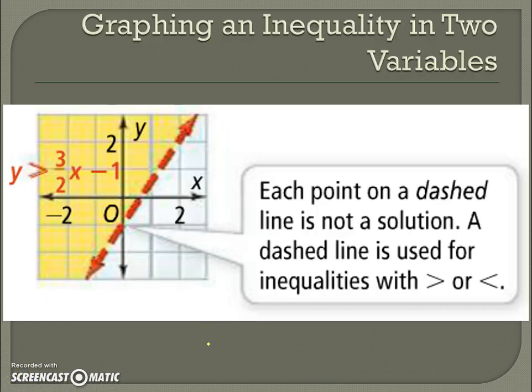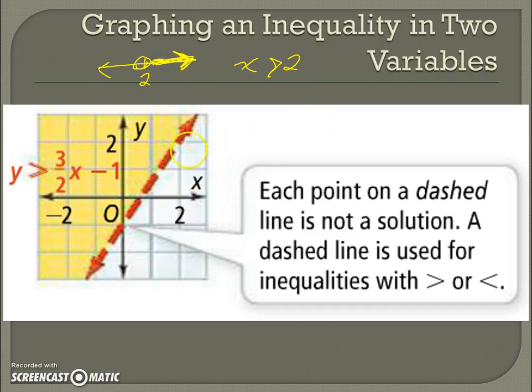This is graphing an inequality in 2 variables. It says each point on a dashed line is not a solution. A dashed line is used for inequalities with greater than or less than. It's very similar to that idea when you first start learning about graphing a single inequality, where if I had x is greater than 2, and I had 2 right here, it would be an open circle because that shows it does not include the value. All right, it's the same idea.